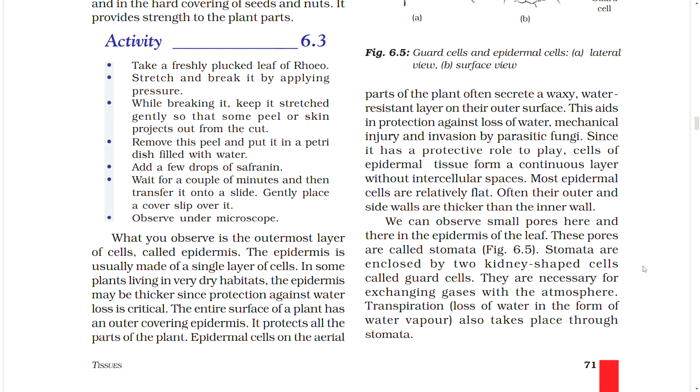We can observe small pores here and there in the epidermis of the leaf. These pores are called stomata. The stomata are enclosed by two kidney-shaped cells called guard cells. They are necessary for exchanging gases with the atmosphere. Transpiration, loss of water in the form of water vapor, also takes place through stomata.